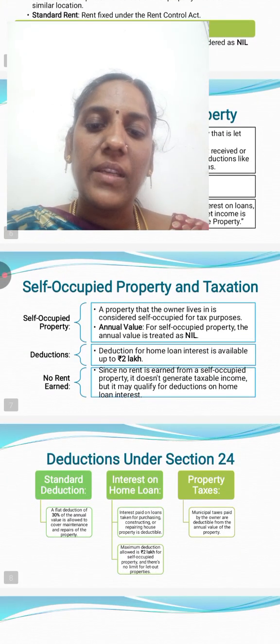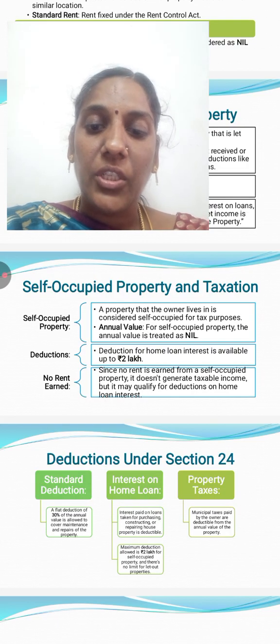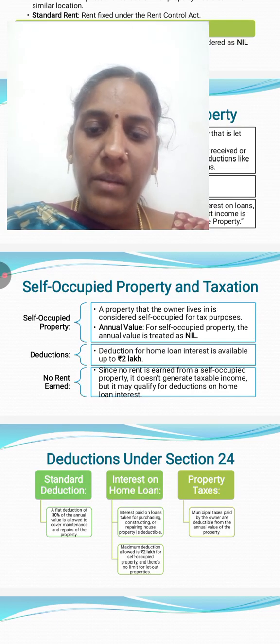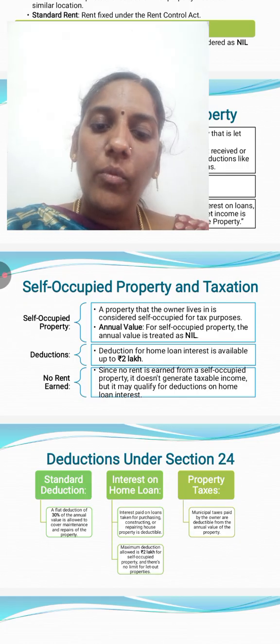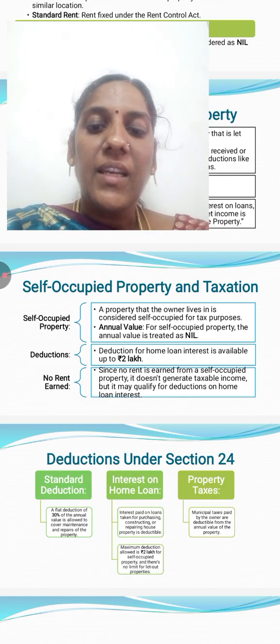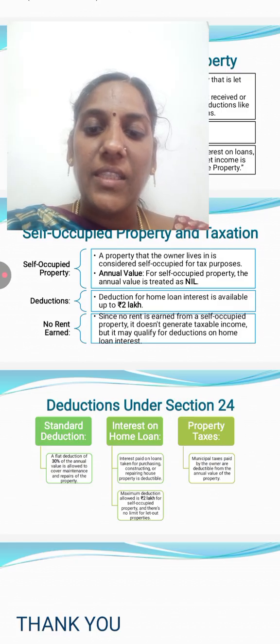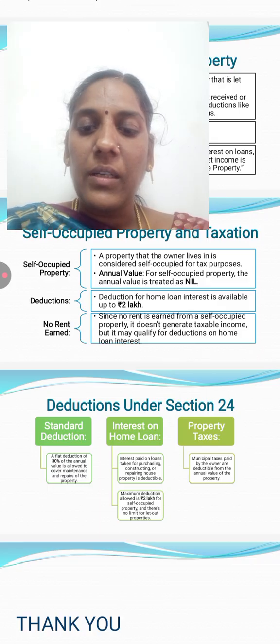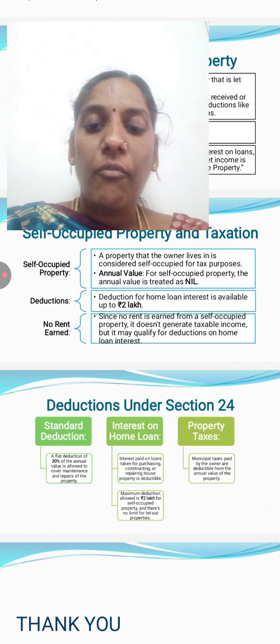Next, our topic is deductions. We are going to see deductions under section 24. What are the deductions available? Standard deduction, interest on home loan, and property taxes. Standard deduction is a flat deduction of 30% of annual value, allowed to cover the maintenance and repairs of the house property.